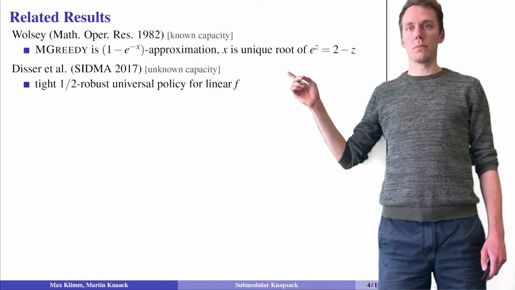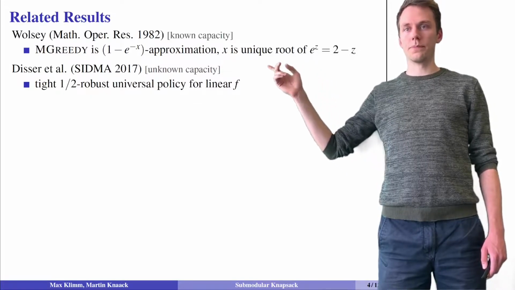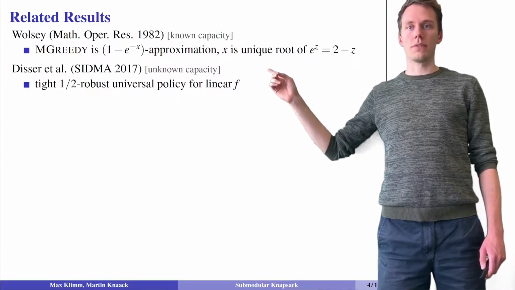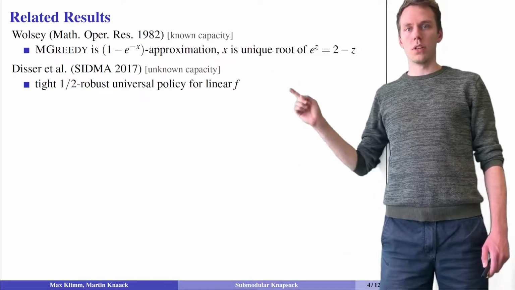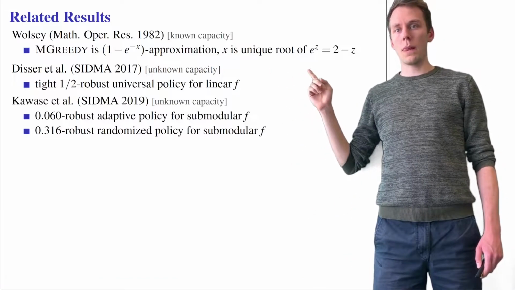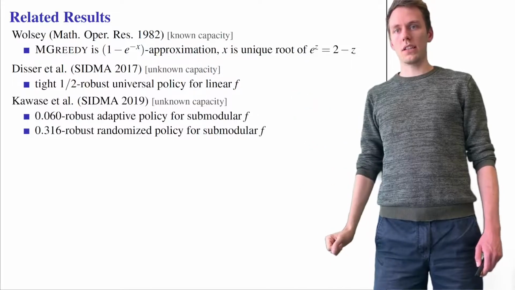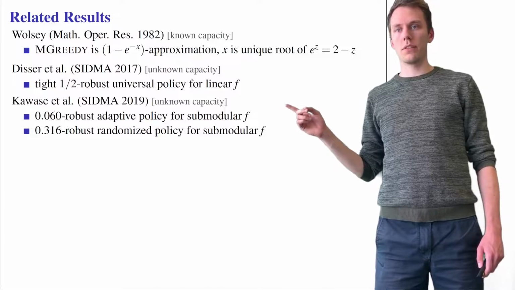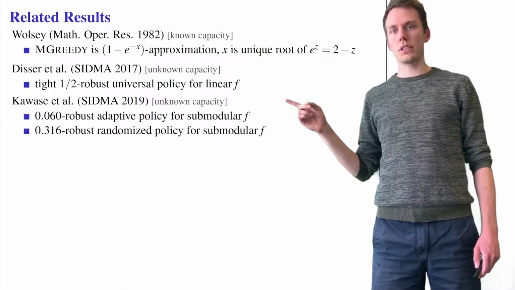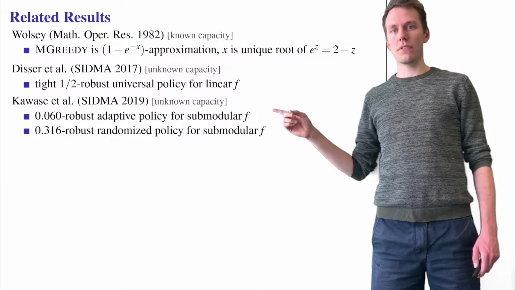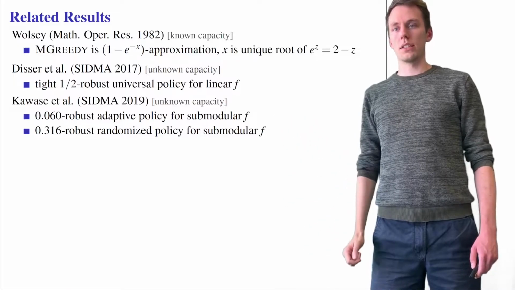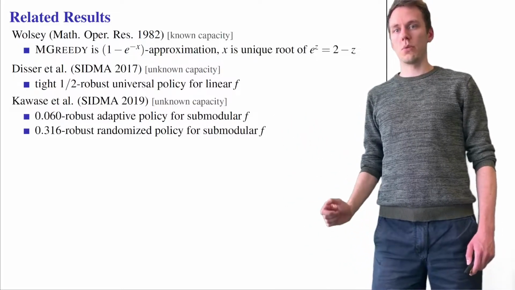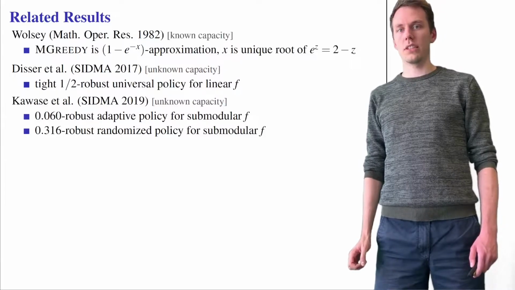And then we have two other results for the case with the unknown capacity. The first one is the result by Disser et al. They give a 1/2 robust universal policy for linear functions f. And the second one is by Curvature et al. They have two results. The first one is a 0.06 robust adaptive policy for submodular functions f, and the second one is a 0.316 robust randomized policy for submodular functions f.